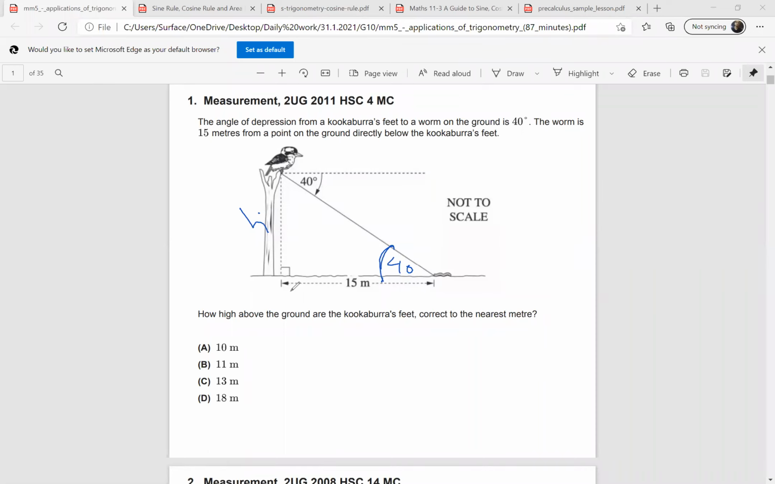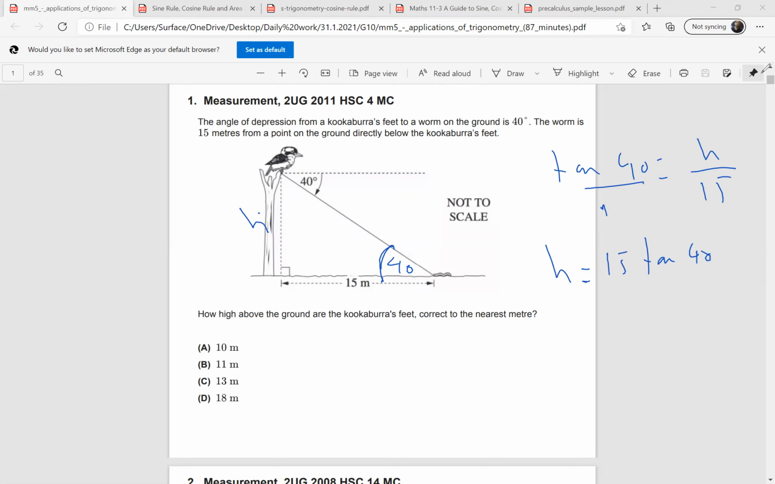Which of the relations can we use to find this height? Sine, cosine 40, or tan? Tan, because we have the adjacent of this angle and we need the opposite. So tan 40 will be the height over 15. Then the height will be 15 tan 40. Is it okay?